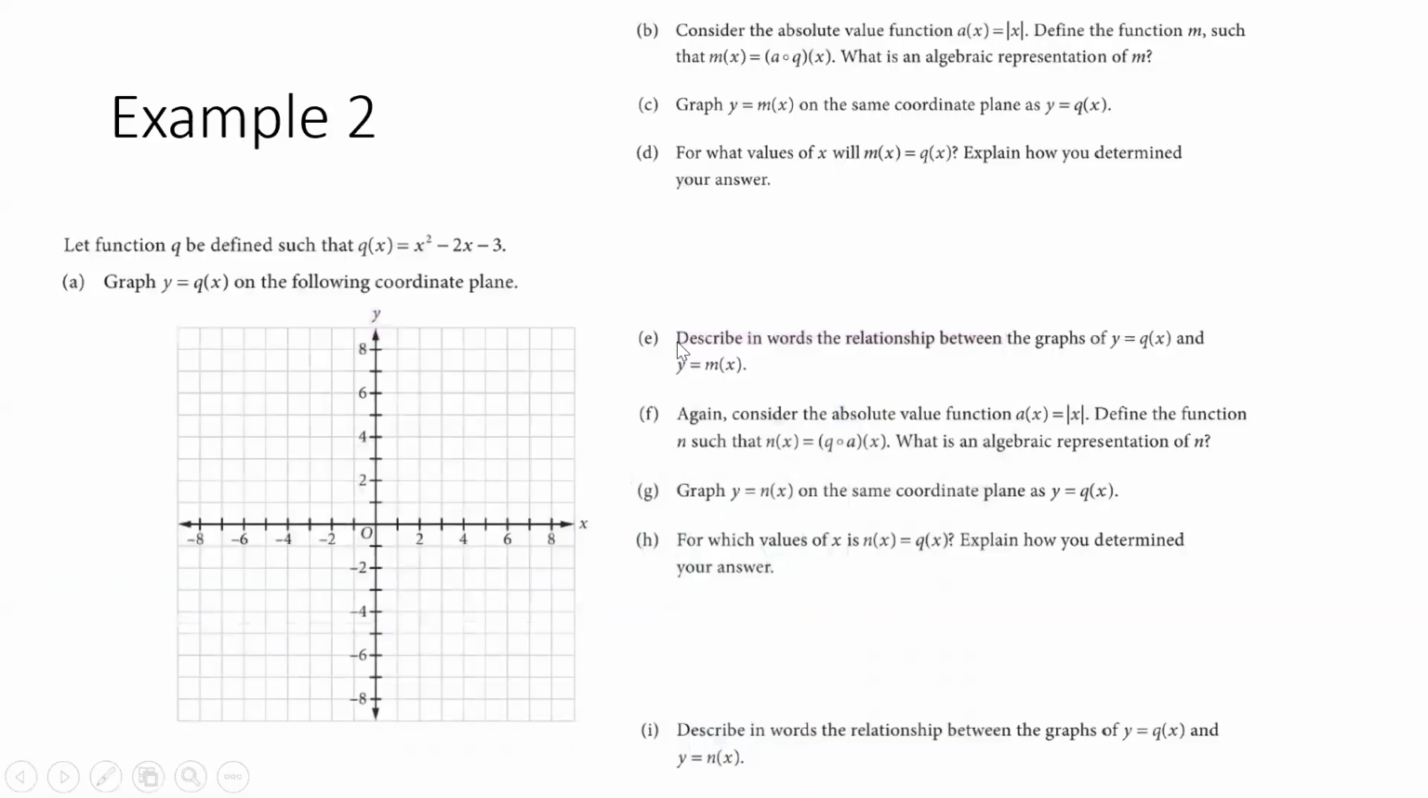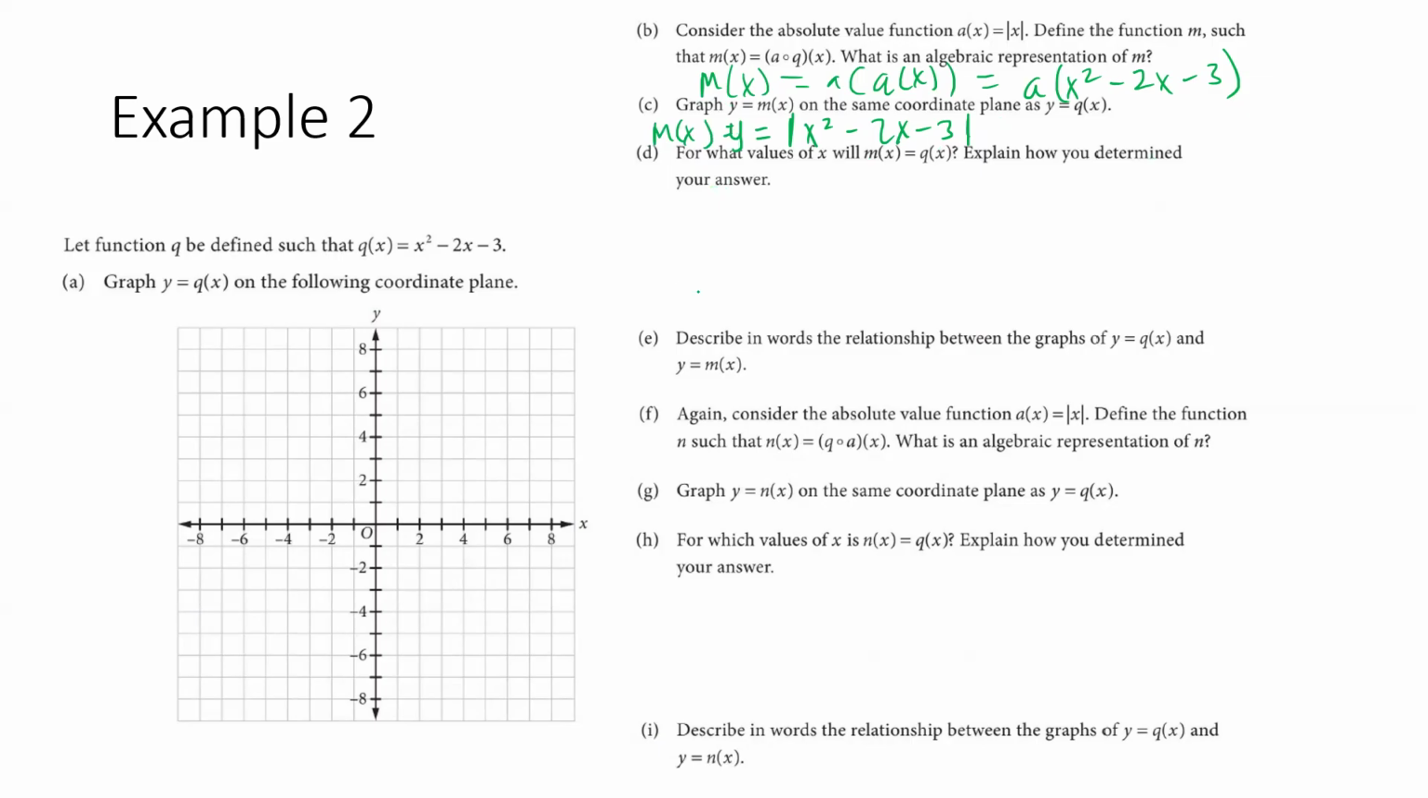I'm not going to draw the picture because I did it there, but what we did put in, our m of x equaled a composed of q of x, which meant that for a, we were plugging in x squared minus 2x minus 3. If I was to graph this by itself, y would equal the absolute value of x squared minus 2x minus 3. That's what the m of x would be.